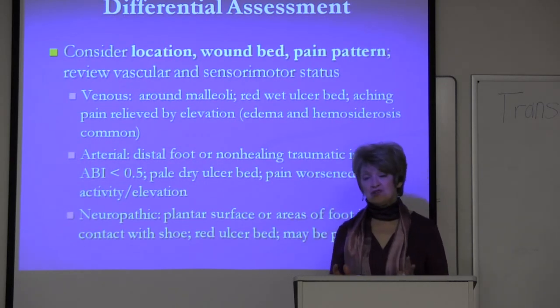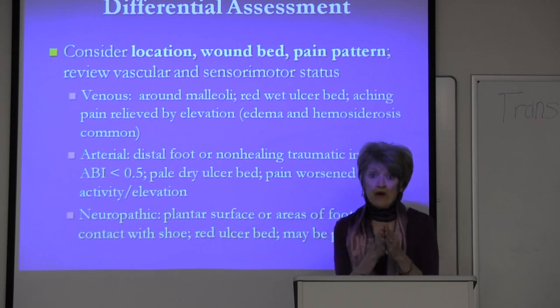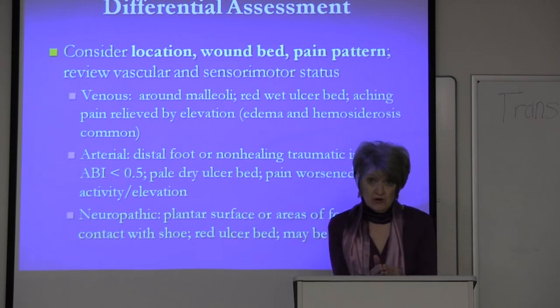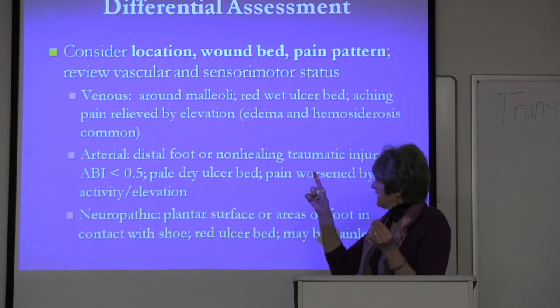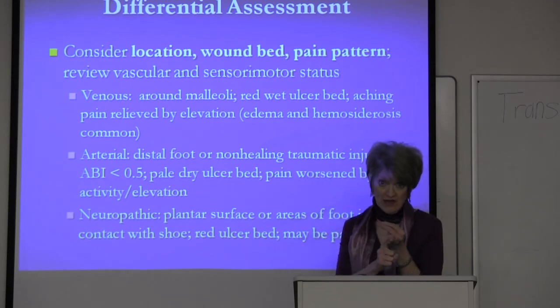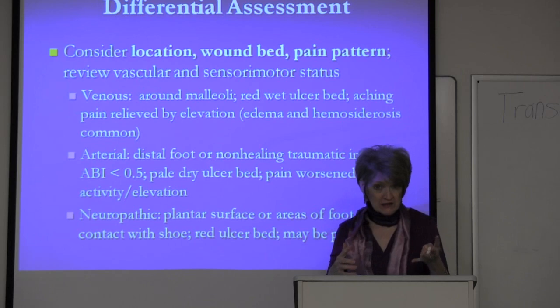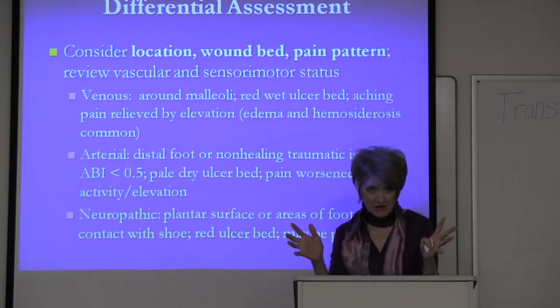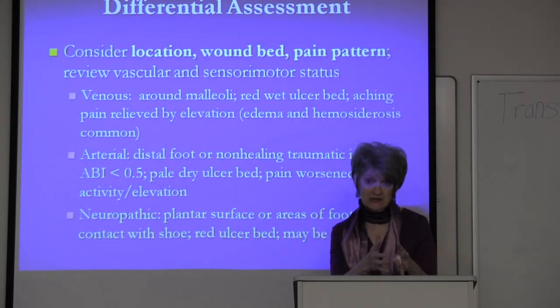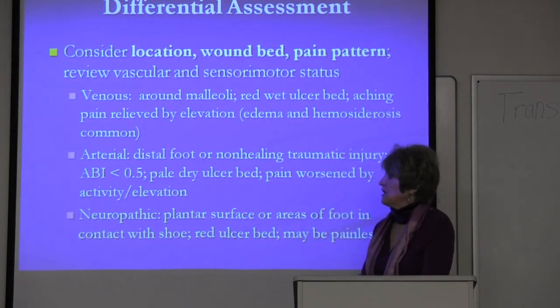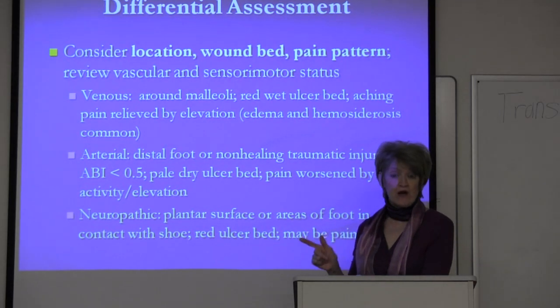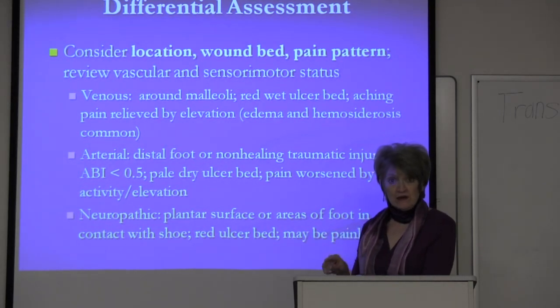Now, when you think about differential assessment, the parameters that are most helpful to you are going to be the pain pattern, that's critical, the location, the condition of the wound bed, and volume of exudate. And then you always compare that pattern to your vascular and sensory motor data to be sure that it's a match. So let's go over what we already know. Venous ulcers, where are they located? Between the ankle and the knee, typically around the malleoli.